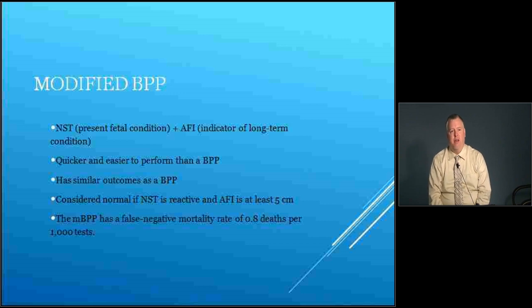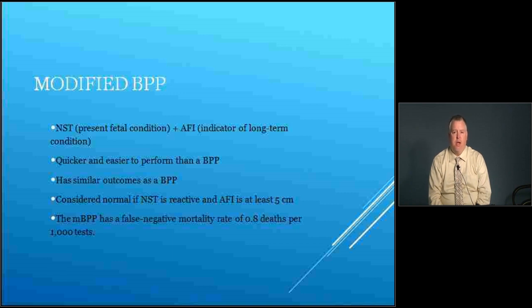Some places will do a modified biophysical profile, and that's where you combine a non-stress test with an AFI. The non-stress test tells us about our present fetal condition, and the AFI is an indicator of long-term conditions. It's done because it's usually quicker and easier to perform than a full biophysical profile, and it has similar outcomes. We consider a modified biophysical profile to be normal if the NST is reactive and the AFI is at least 5 centimeters. And the modified biophysical profile has a false negative mortality rate of 0.8 deaths per 1,000.